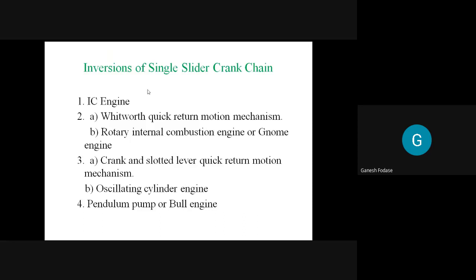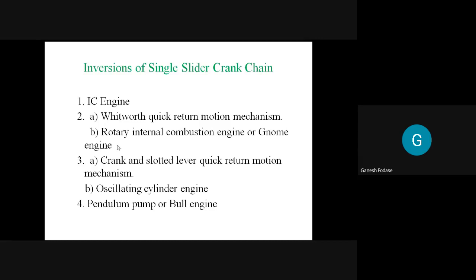So I told you, when I talk about inversions of the single slider crank chain, the first inversion is nothing but an IC engine, or also compressors. Now we'll talk about inversion number 2, the second inversion, and we have to discuss two applications here. One is the Whitworth quick return motion mechanism, and the second is the rotary internal combustion engine, sometimes called a Gnome engine. So both are applications of the second inversion.